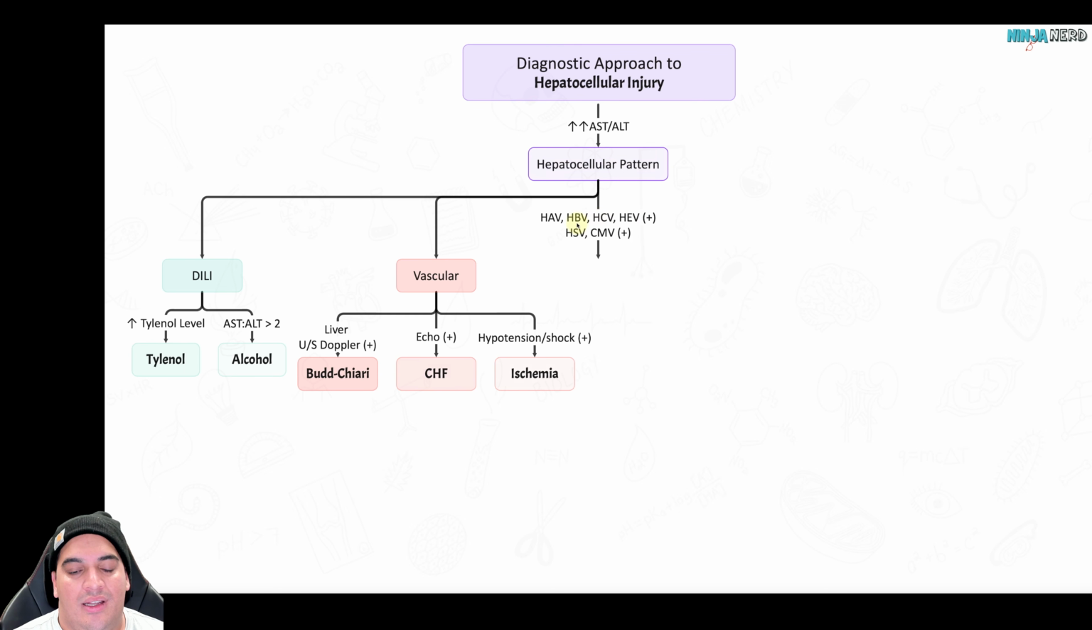You can see the other types of viruses, such as herpes simplex and CMV, but it's usually more in the immunocompromised state. But again, this would fit in that category of viral hepatitis.